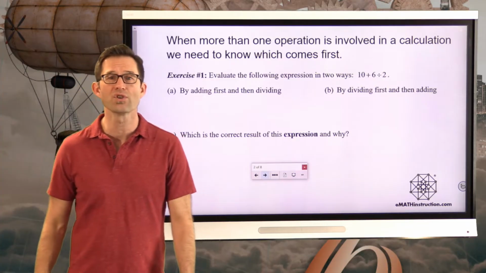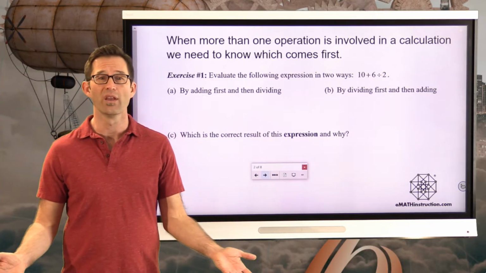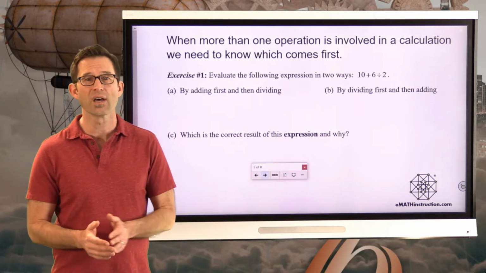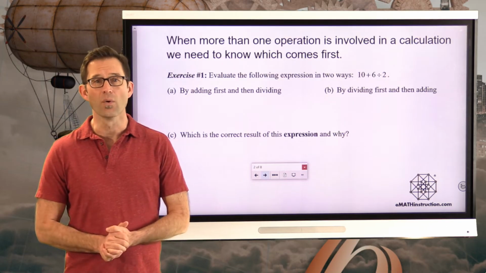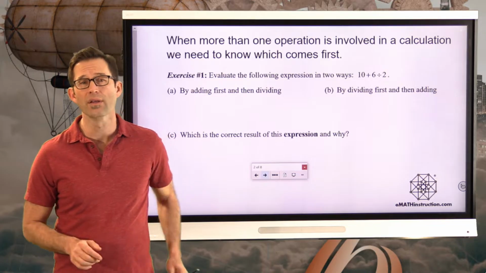When more than one operation is involved in a calculation, we need to know which one comes first. Exercise number 1. Evaluate the following expression in two ways. So the expression is 10 plus 6 divided by 2. Letter A, I'd like you to add first, then divide. And in letter B, I'd like you to divide first, and then add. And then in letter C, we'll talk about which is the correct result of this expression and why.